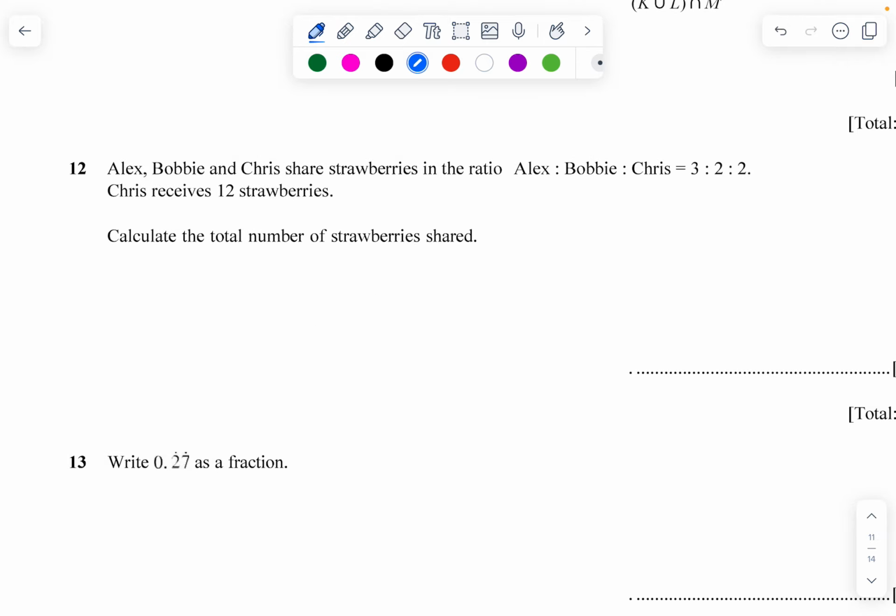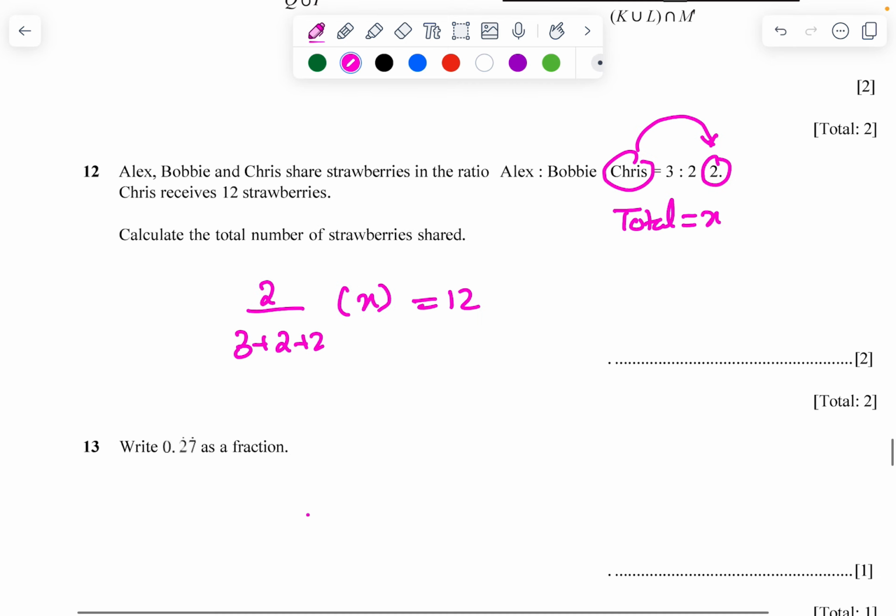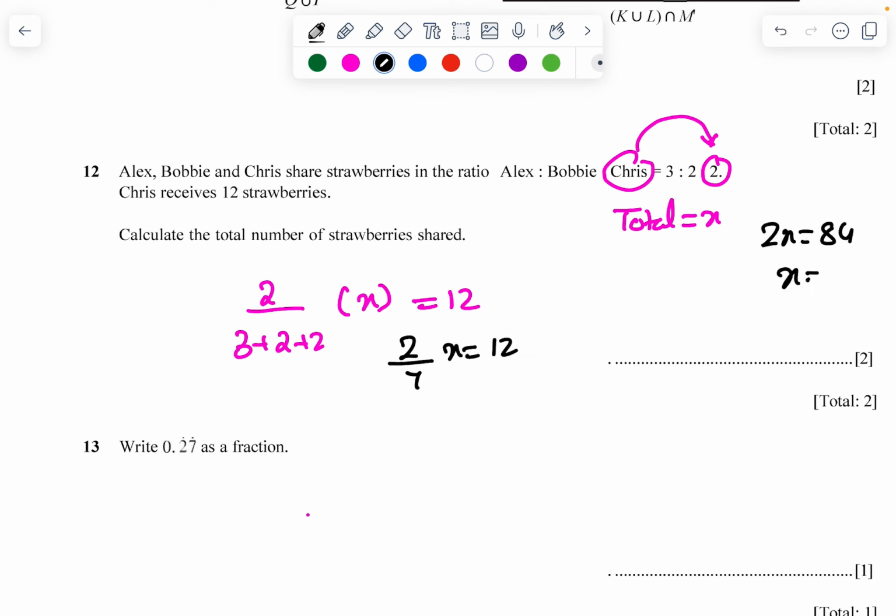Alex, Bobby, and Chris share strawberries in the ratio 3 to 2 to 2. Chris receives 12 strawberries. Chris's ratio is 2 out of 3 plus 2 plus 2. Let the total equal x. Out of that, Chris's share is 2 out of 3 plus 2 plus 2, which equals 12. So it becomes 2 divided by 7 of x equals 12. 2x equals 84. x equals 84 by 2, which is 42.